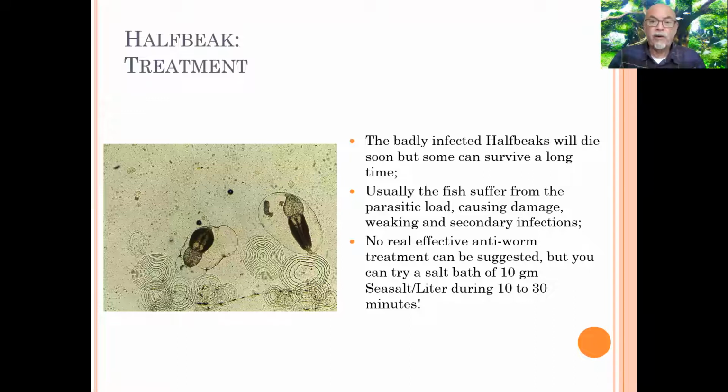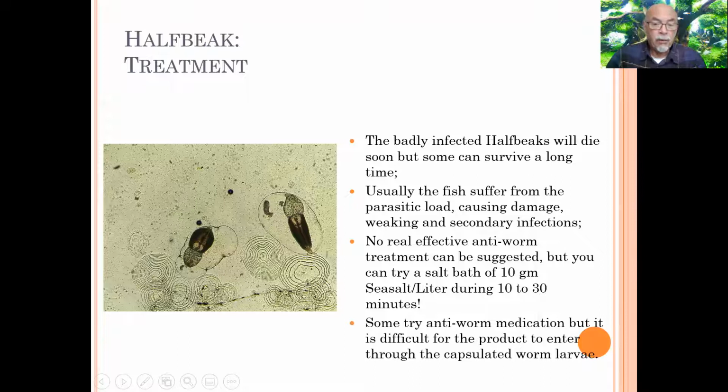We had some suggestions and trials with some high salinity baths, salt baths of 10 grams of sea salt per liter for at least 30 minutes, half an hour. And that can kill or at least destroy some of the worm larvae. You can try that maybe 2 times a week. It might be effective. It's worthwhile trying, better than doing nothing. So it's something worthwhile to think about. You can try anti-worm medications, but it's difficult for the product to enter the encapsulated worm larvae. So this is a specific case we deal with when we're having wild fish.